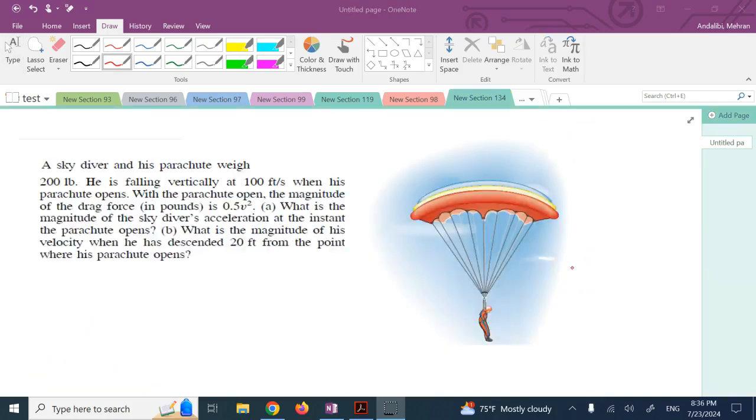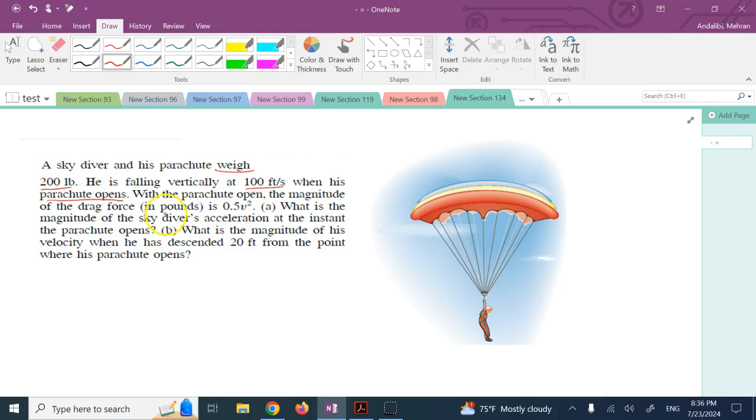Okay, the next problem, again, particle kinetics, but again, you can solve it with Newton method or work energy method. And I'm going to show you the Newton method, which is a little bit more interesting, or probably a little bit harder because you have to solve a differential equation. But you can also do work energy, no big deal. So here is a skydiver and his parachute. If you combine them into a particle, their total weight is 200 pounds. Again, you see its weight, mg. And he's falling vertically at 100 feet per second when he opens the parachute.